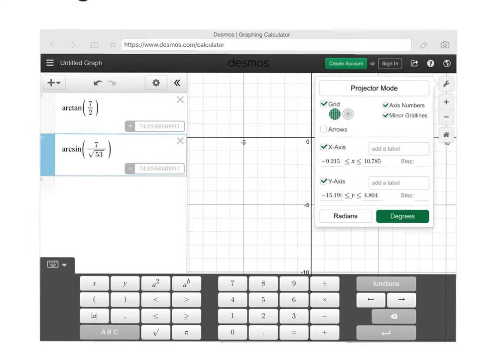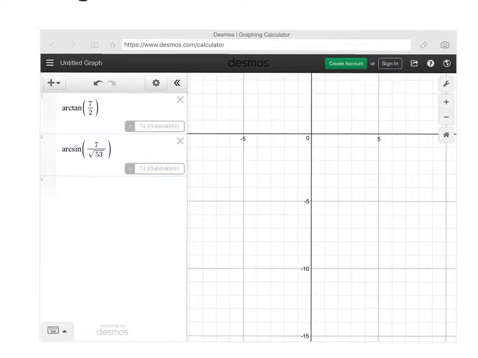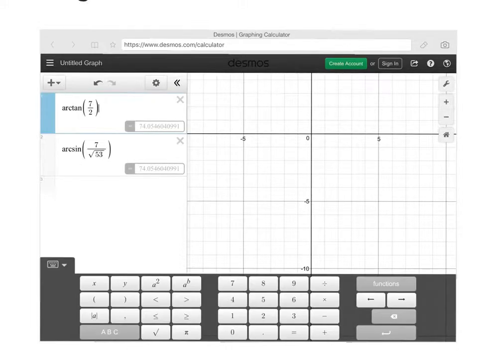What I have down here is a Desmos window, and on the left-hand side, you can see that I've plugged in arctangent of 7 over 2, and I've plugged in arcsine of 7 over the square root of 53, and I get the same numbers here, 74.054. If we round up, we could get 74.055. And so what this is telling me is that my angle has to be 74.05 degrees.